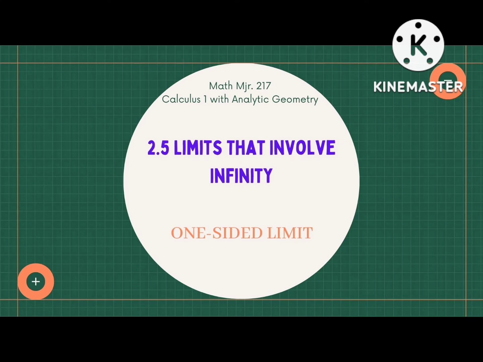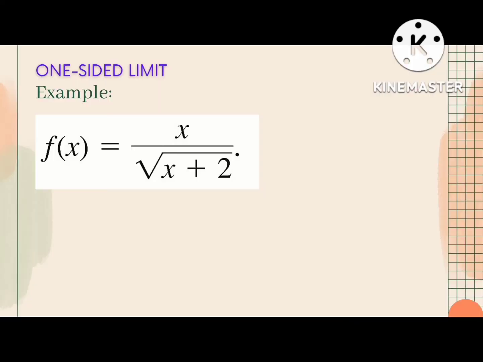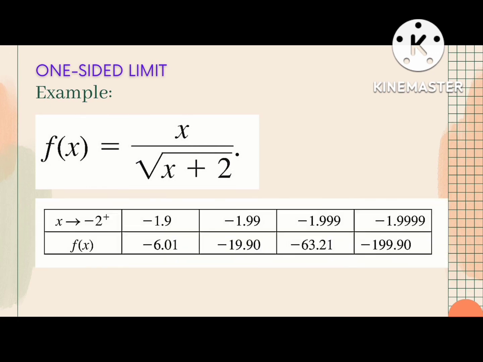One-sided limit. Let us now proceed to one-sided limits. An example of this is the function f of x equals x over the square root of x plus 2. By inspection of f, its domain is the interval from negative 2 to infinity, and the y-intercept is 0. Let's look at this table.